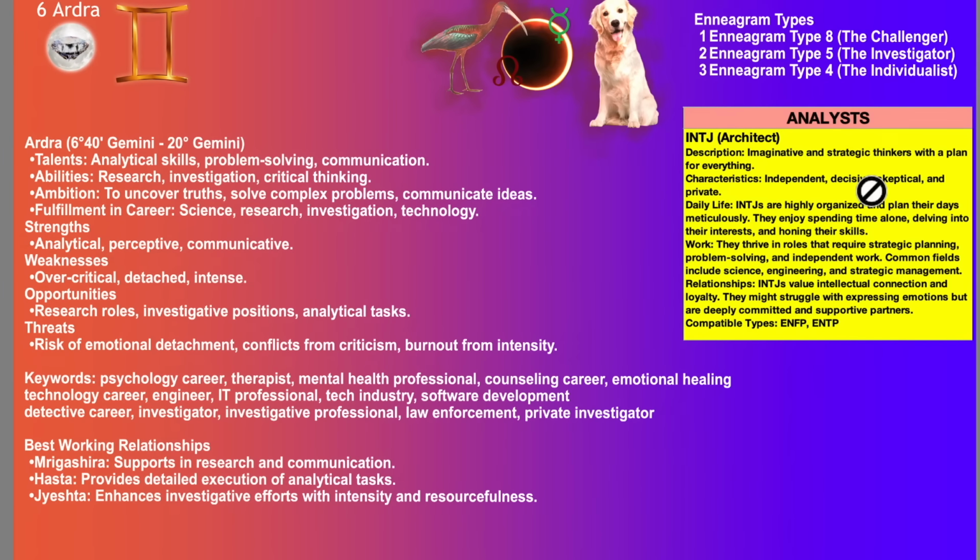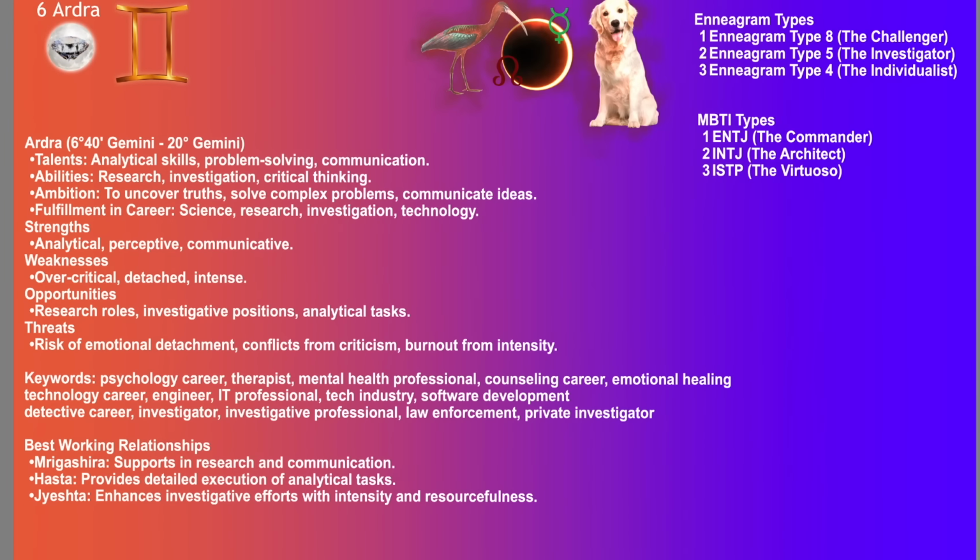They are independent, decisive, skeptical, and private. Again, private investigation and research. More of research and investigation, these two. Okay? They thrive in roles that require strategic planning for the government, for example, problem solving and independent work. They work best when they are quiet, Ardra people. They need to process a lot of information in their heads, Rahu plus Mercury. Common fields include science, engineering, there you go, strategic management. Alright, that's INTJ.